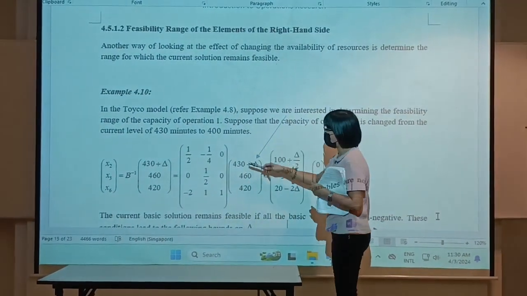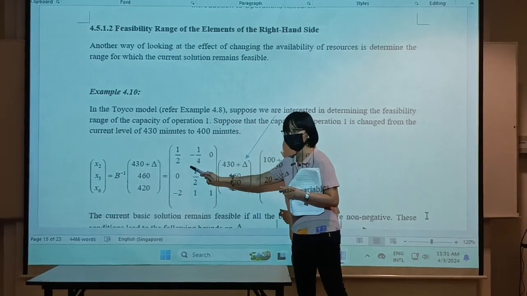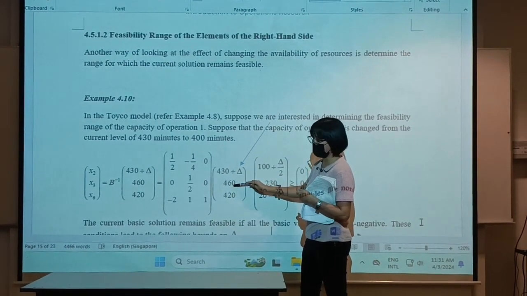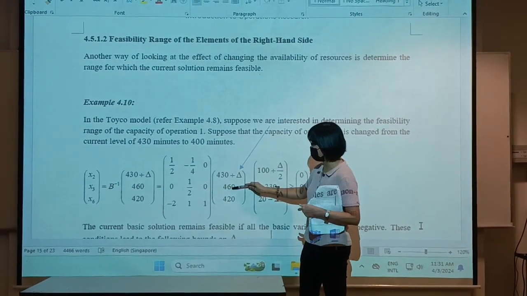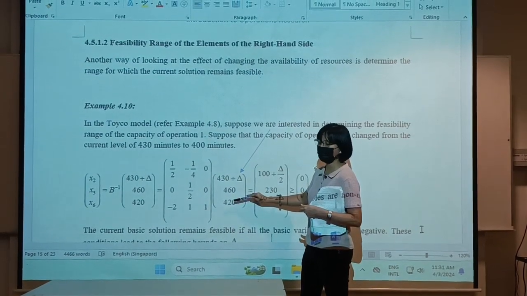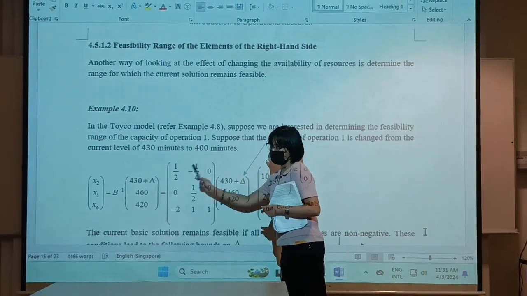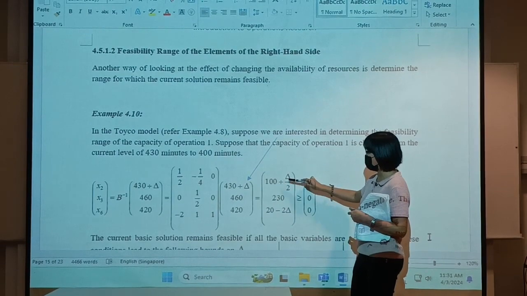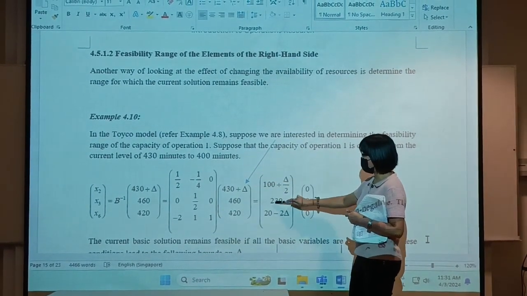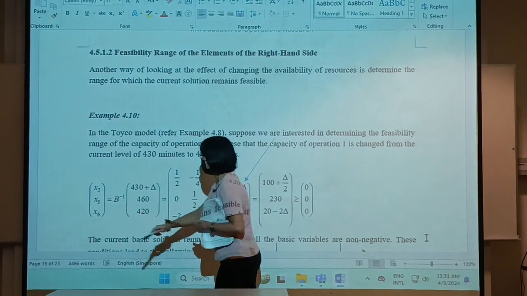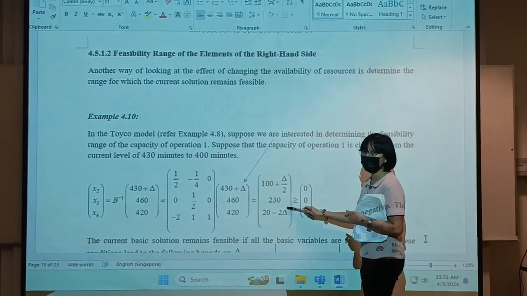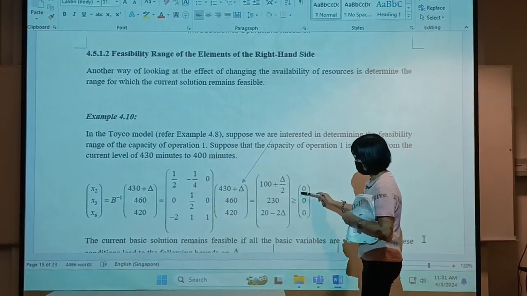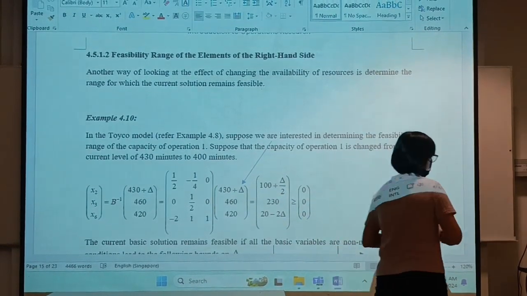So that's why you will see something like this: B inverse multiplied with 430 plus triangle. 460 will still remain the same because we are not interested in finding a range for the second operation, and also not for the third operation. After some simple multiplication, you will get 100 plus triangle over 2 for x2, 230 for x3, then your x6 is equal to 20 minus 2 triangle. Then we're going to let all of these be greater than or equal to 0.